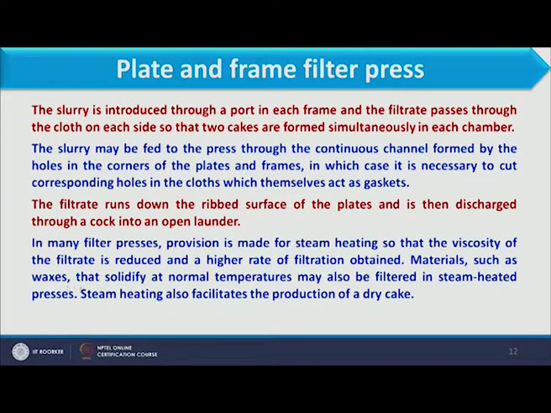Materials such as waxes that solidify at normal temperature may also be filtered in a steam heated press. So steam heating also facilitates the production of dry cake. So these are a few factors about the plate and frame filter press.